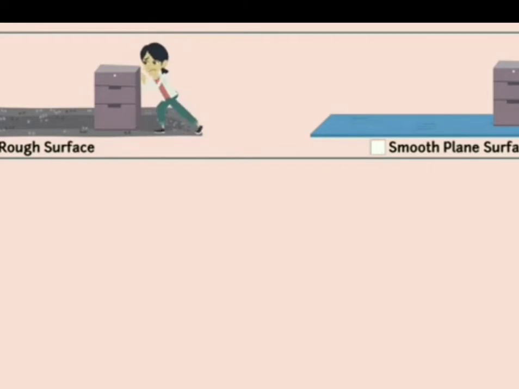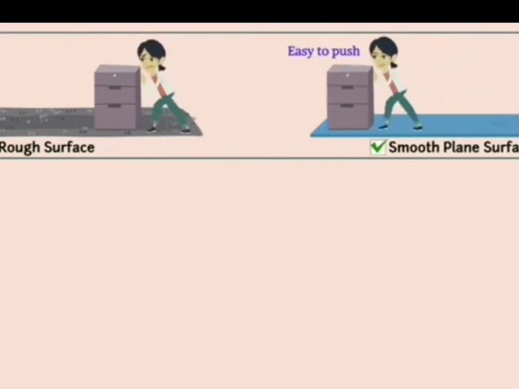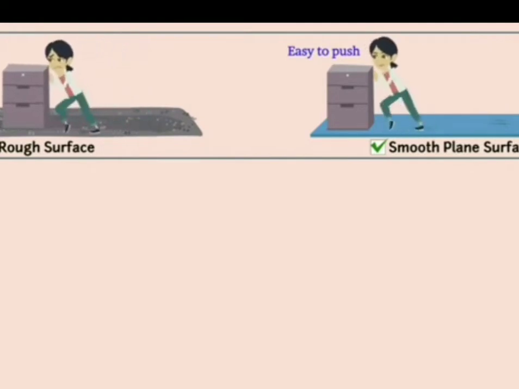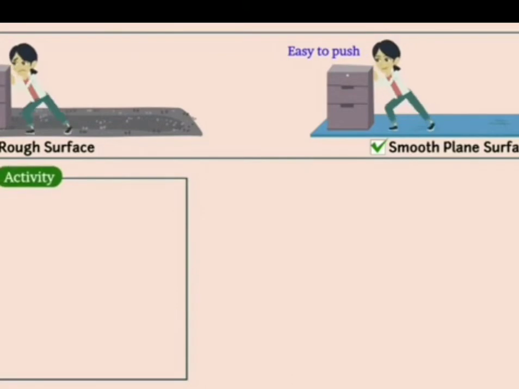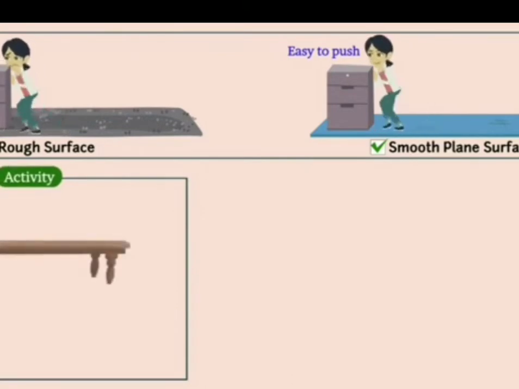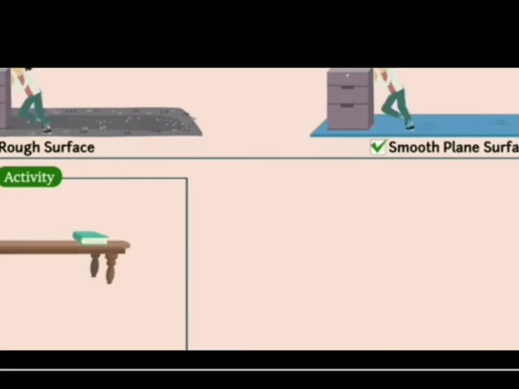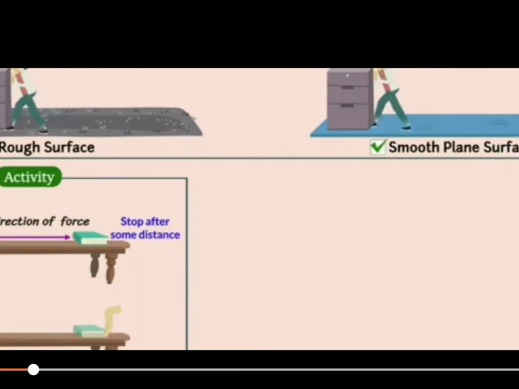So you can see that rough surface and the smooth surface. It is very easy for you to move the objects on a smooth surface, but it is very difficult for you to push the object on a rough surface because both are pressed against each other. And they have told the activity of the book also that we have seen, this activity we have seen.